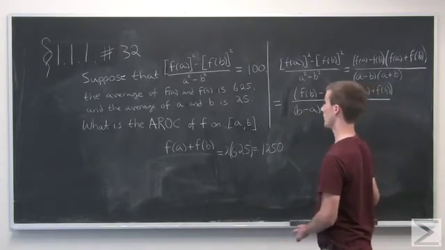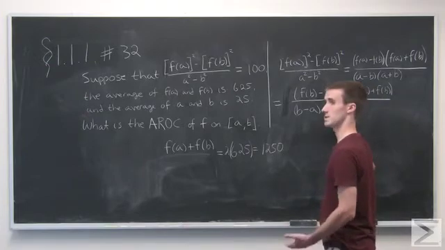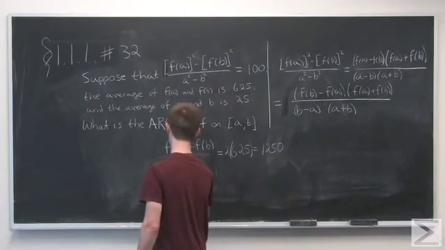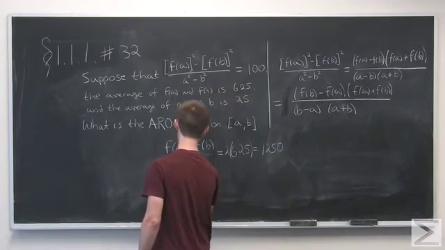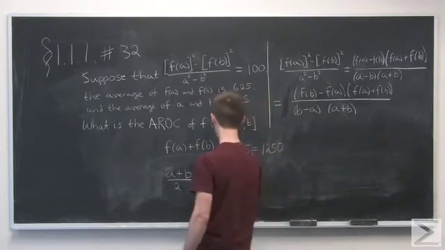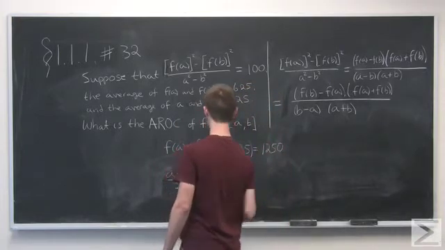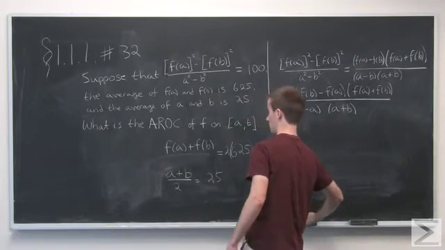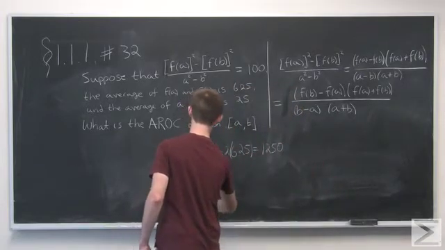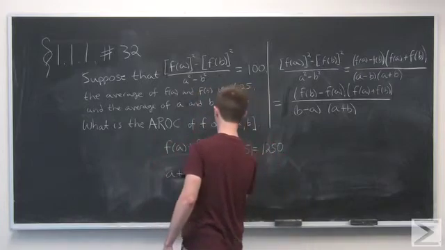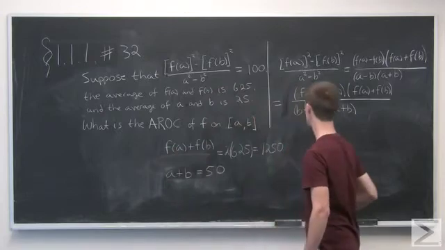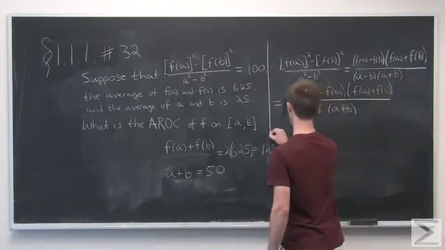But before we go ahead and do that, let's notice that we can also do a similar thing with the average of a and b. So we have a plus b over 2 is equal to 25. But again, we just multiply both sides by 2. So now we have a plus b is equal to 50.